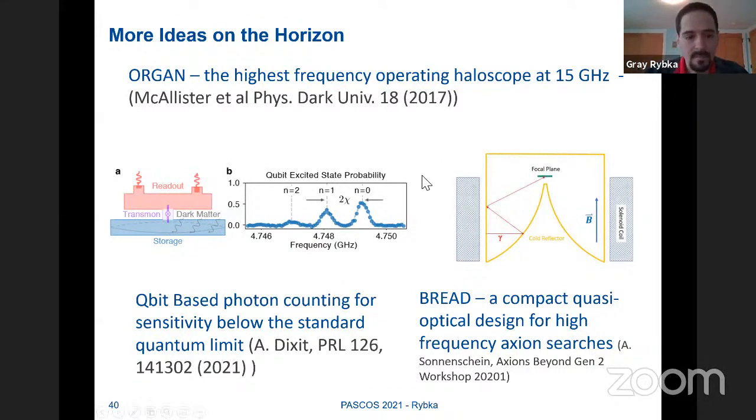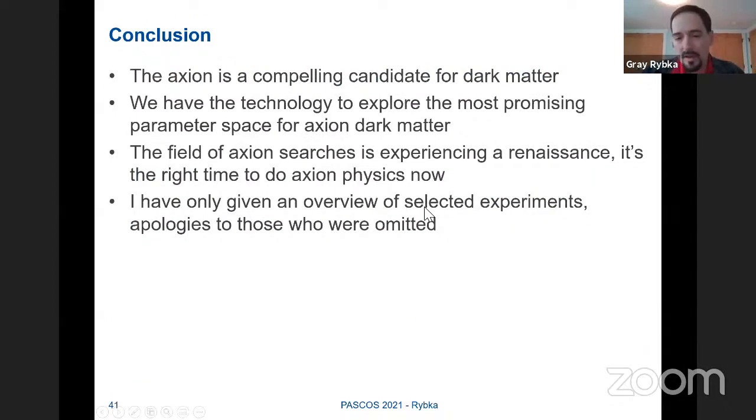So let me wrap up. The axion is a compelling candidate. It's exciting. People have been excited before, but there's more and more excited people out there, and just looking at how many talks have the word axion in them these days is really a sign of that. We have the technology to explore the most promising parameter space for axion dark matter, and there are people working on technologies to explore even beyond that. So it's a good time to be experimenting in axion physics, and that's why there's a renaissance right now.